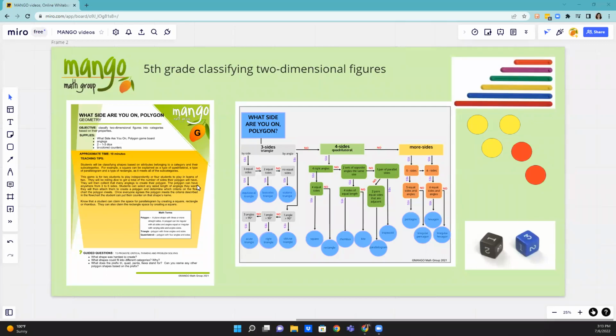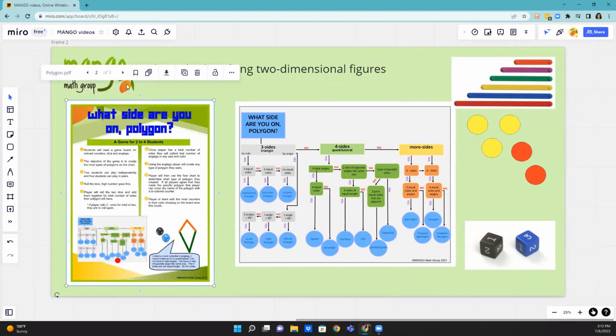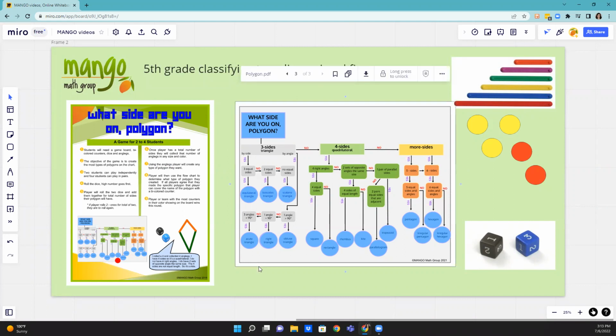Hello, this is Mary with Mango Math, and this lesson is called What Side Are You On, Polygon. It's a lesson that deals with the classification of two-dimensional figures. Your packet will have this lesson in it, where the back side will be step-by-step directions which the students can follow. So this is working on different classifications of polygons.